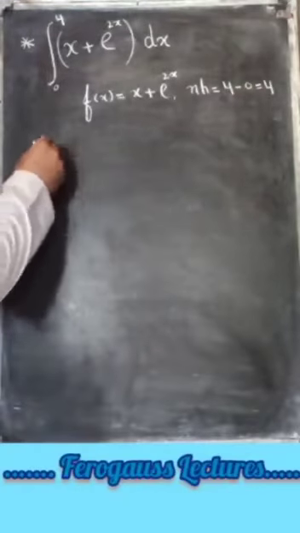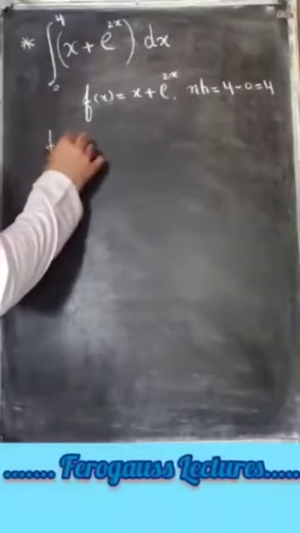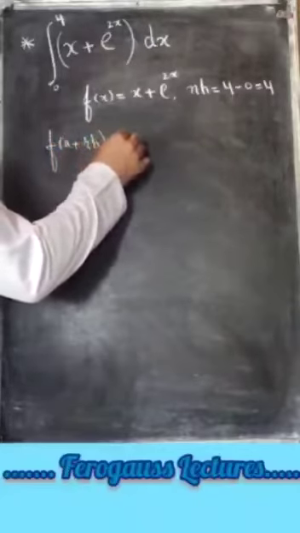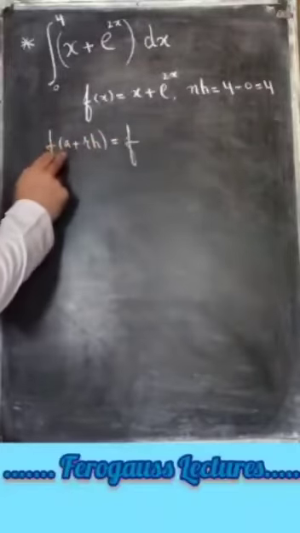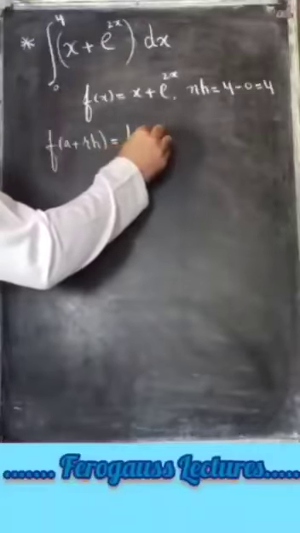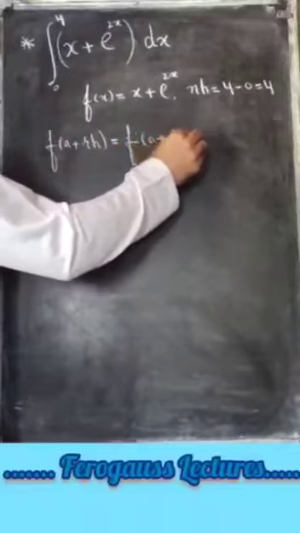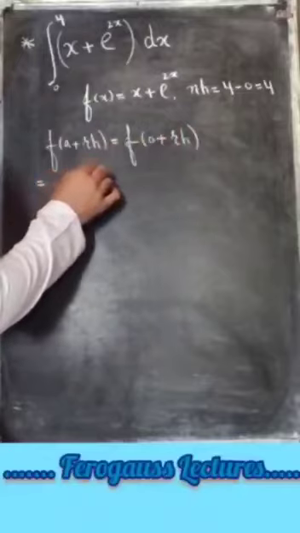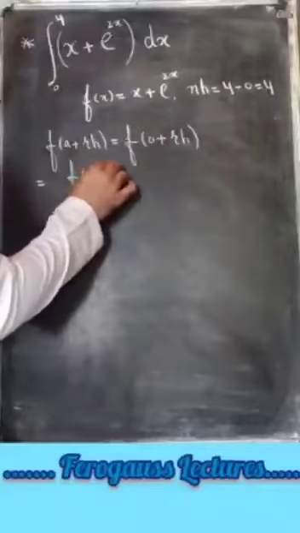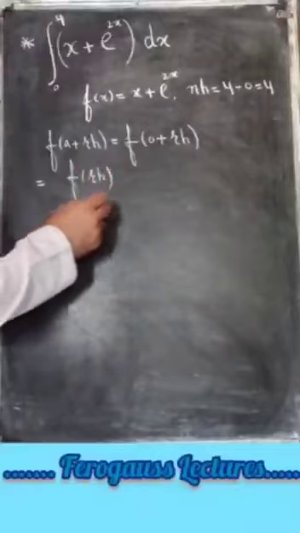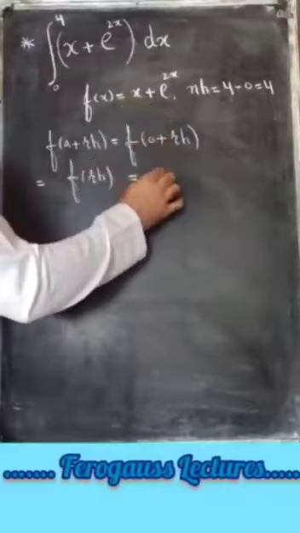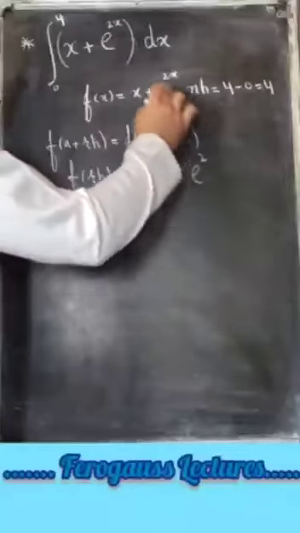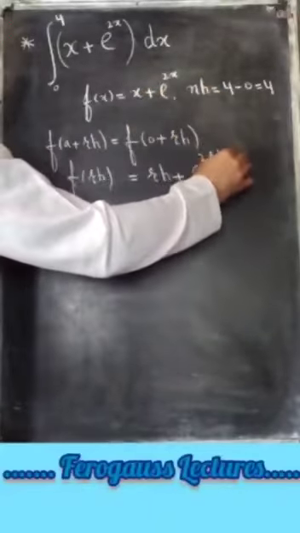Also f(a + rh) is equal to f(0 + rh), since a is the lower limit, so that is equal to 0. That is equal to f(rh). Now replace x by rh, we get rh + e^(2rh).